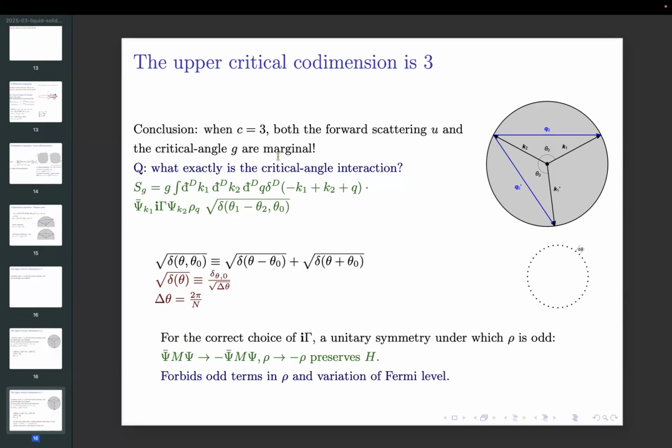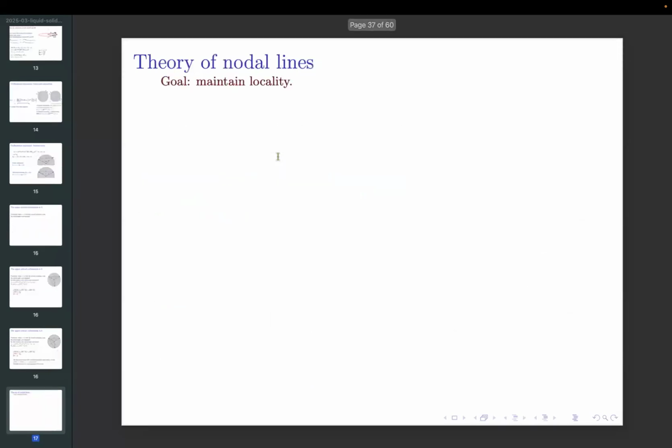And so if this is a symmetry, it forbids the terms that are odd in rho, and particularly the cubic term, and it forbids varying the Fermi level away from the nodal surface. So I'm going to assume that. That's how I'm going to ignore the cubic term. We can talk more about where that might come from physically.